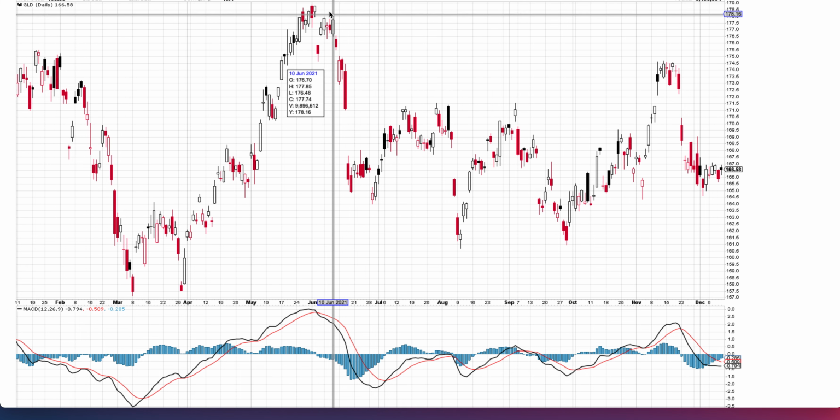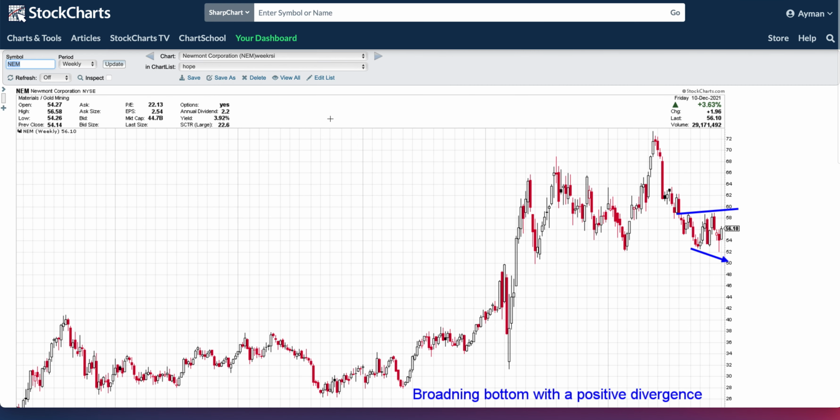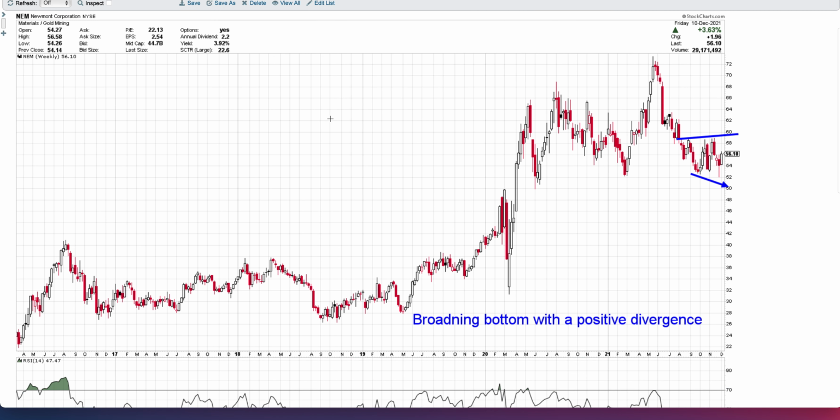Okay, good deal. So let's talk about Newmont. If I'm bullish on Newmont, I'm bullish on GDX, GDXJ, every ETF for gold miners.